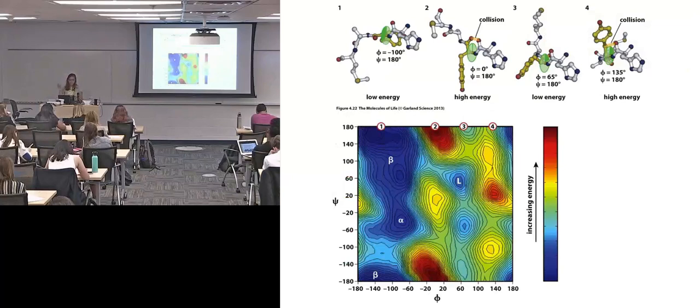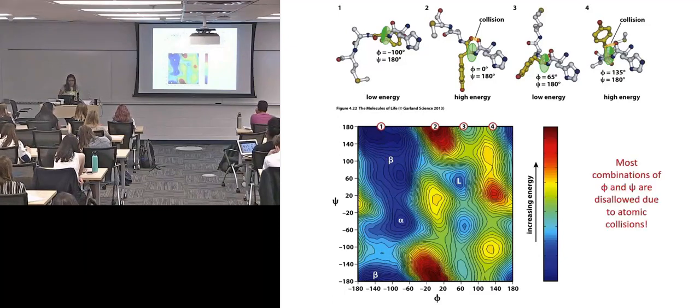Here's a more souped up looking plot based on energetics. So again, low energy is what we're looking for, okay? Everything wants to be in the lowest possible energy state, so this is again showing you combinations of angles where alpha helices will generally form, beta sheets would generally form, and then these spots that are really, really high energy represent that it's impossible to be in those forms. So most combinations are, in fact, disallowed due to atomic collision.